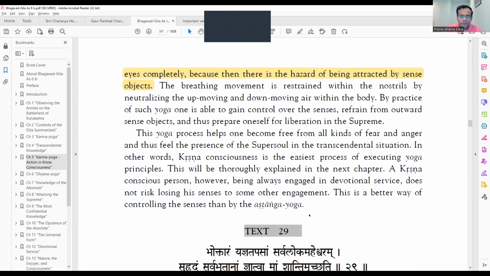But then Prabhupada, as usual, gives the essence right here. In the end, he just says that it's much better. A Krishna conscious person is always engaged in devotional service and does not risk losing his senses to some other engagement. That is why Prabhupada gave us devotional service. So that when we engage ourselves in service, automatically all of these other steps, yama, niyama, everything, is already in there, in the bhakti yoga practices that Prabhupada has given us.